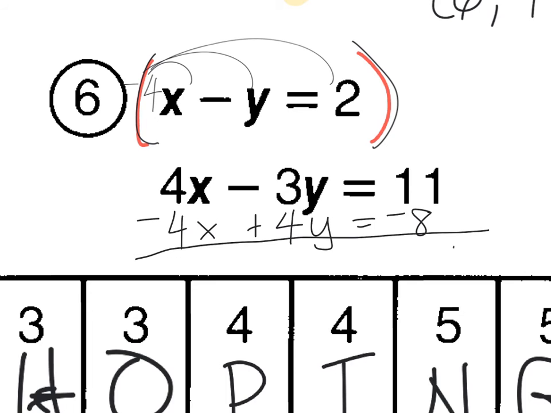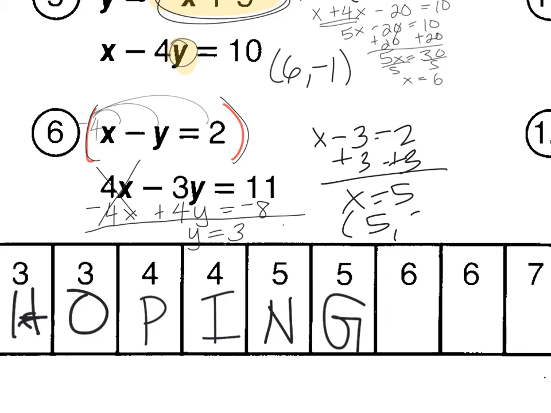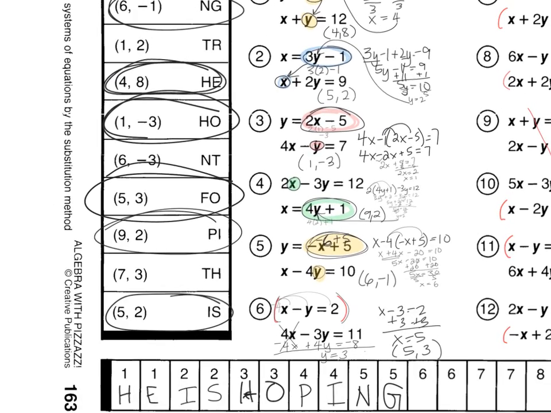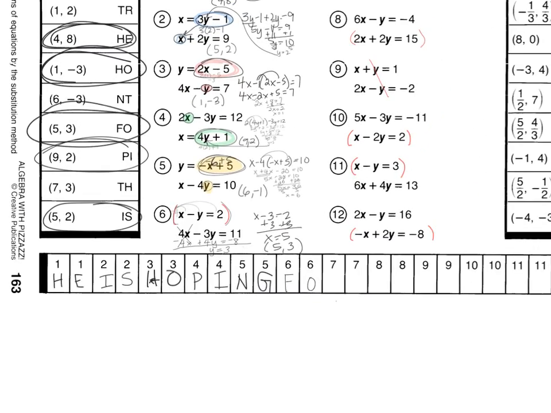So when I look at my two equations now, my 4's are gone, and 4 minus 3 is 1y, and 8 take away from 11 is 3. So if I put a 3 in for y, it's going to say x minus 3 equals 2, and I add 3 to both sides, so x is going to equal 5. So it's 5 and 3. And right here. Okay, so that's the left-hand side.